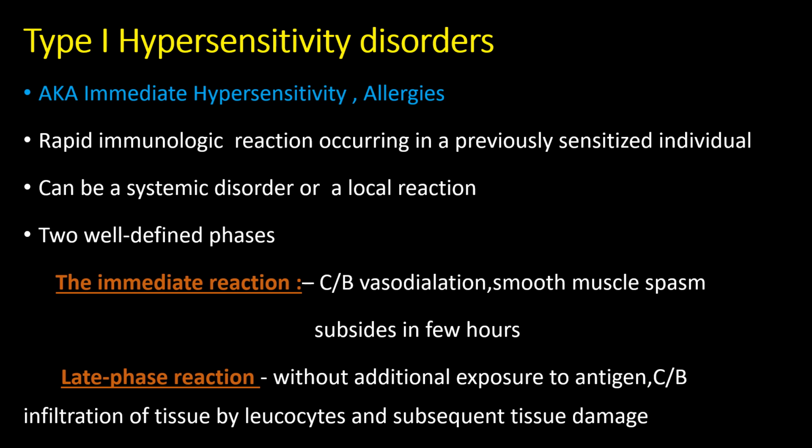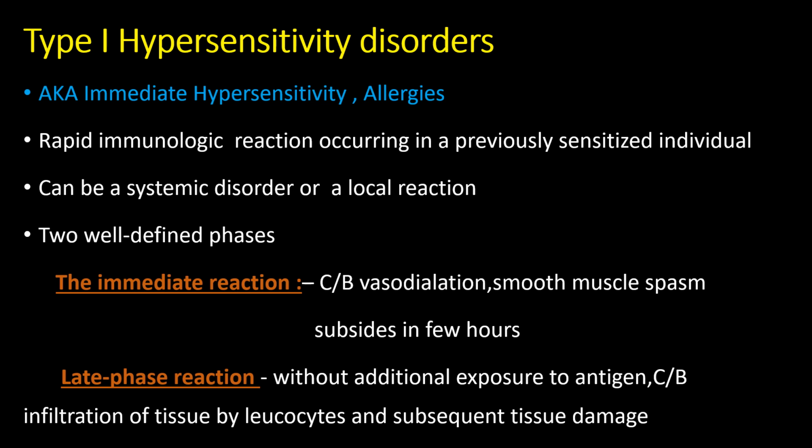Okay, what is a type 1 hypersensitivity disorder? These disorders are also called immediate hypersensitivity disorders, and in colloquial terms they are also called allergies. These are actually rapid immunological reactions. That's why we call them immediate hypersensitivity reactions. As soon as the antigen enters the body, the development of this hypersensitivity reaction is very rapid. So we call them immediate hypersensitivity reactions.